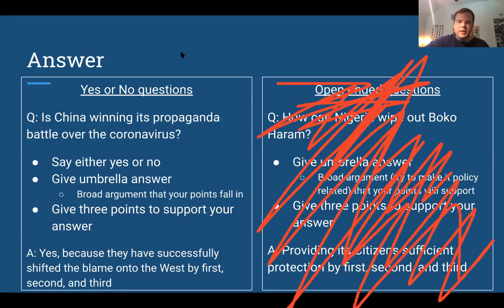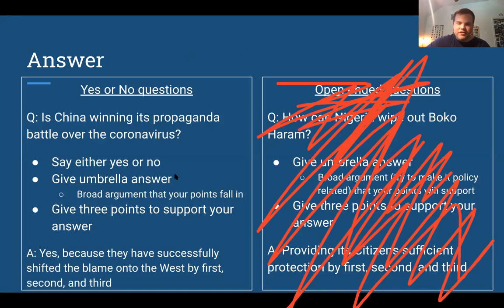Okay, so yes or no questions. It's obviously going to be answered with a yes or no. An example, this is for an exam, is: is China winning its propaganda battle over the coronavirus? This can be answered with a yes or a no. So you're going to want to say yes, and then give an umbrella answer.